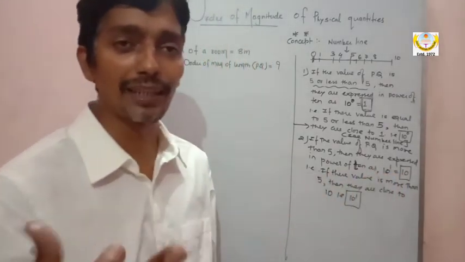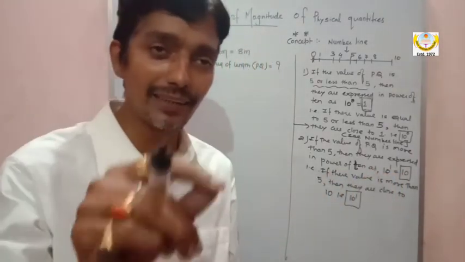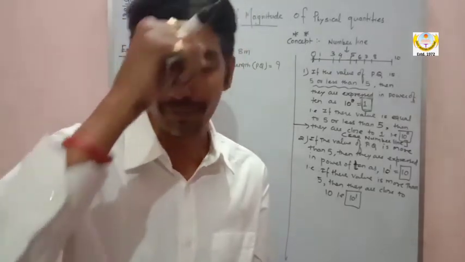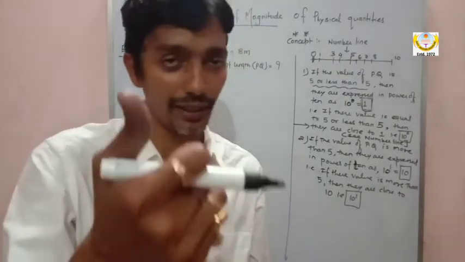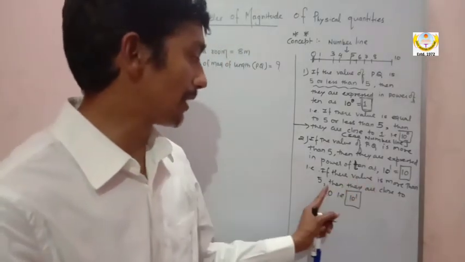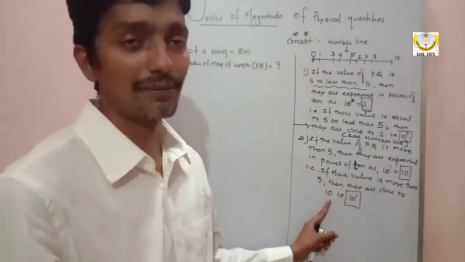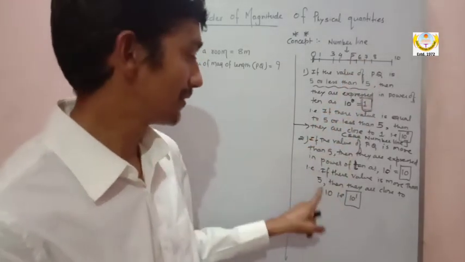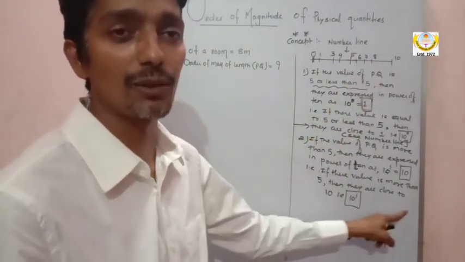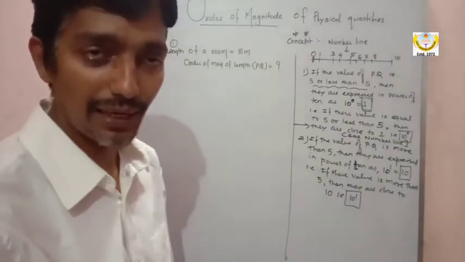It means now we do not have to discuss 6, 7, 8 separately. If 6 appears, I will write it as 10 power 1. But if 3 appears, I will write it as 10 power 0. Okay? If their value is more than 5, then they are close to 10. Of course, I have written this explanation. If it is more than 5, say it is 7, so 7 is close to 10. I hope so.